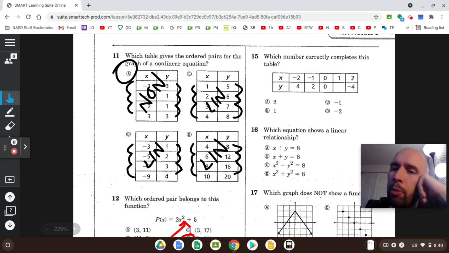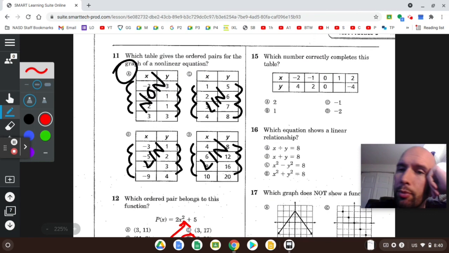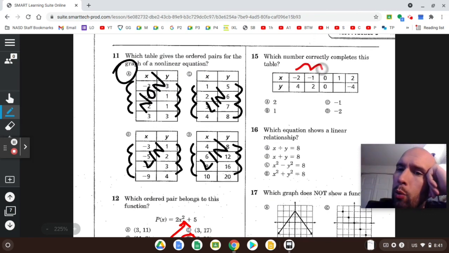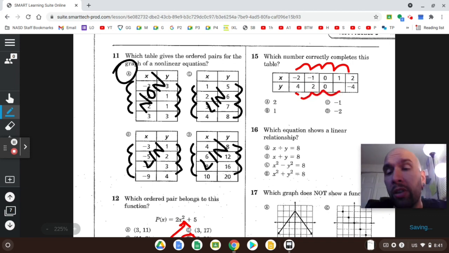Easy. Which number completes this table? All right, well, let's find our pattern. Add 1, add 1, add 1, add 1. -2, -2, -2. So 0 minus 2 is -2, and -2 minus 2 is -4.